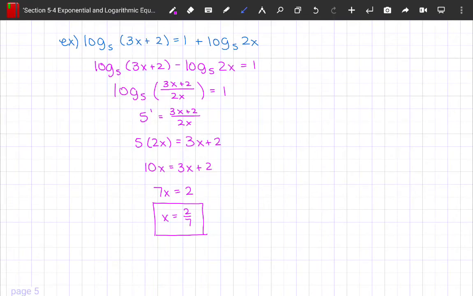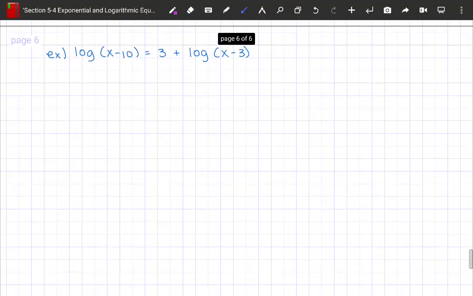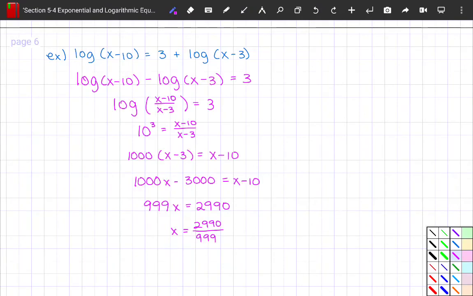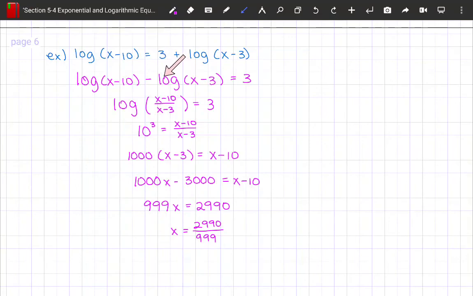Okay, one more problem. Here's the last one to try on your own. Okay, so give that one a go, and we'll look at it together. All right, so here we go. Here's the last one. Very similar to the one above. Collect your logs on one side. Use the properties of logs to condense to a single log. Remember, there's an invisible base of 10. 10 to the 3rd power is equal to the argument. Multiply both sides by the denominator, and we wind up with this.